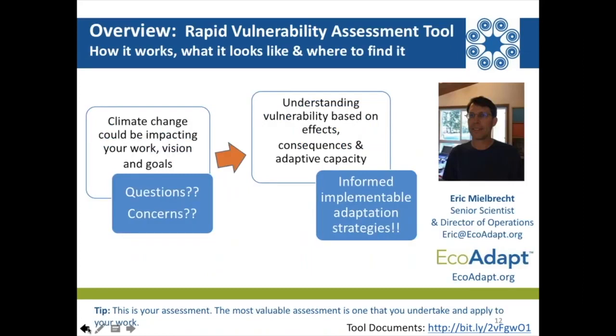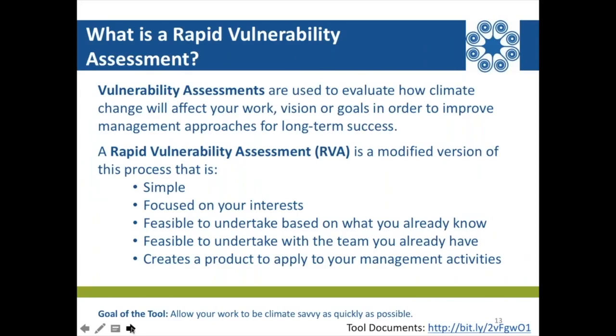The overall process, if you're undertaking this, gets you from the state of your questions and concerns about how climate change could be impacting your work, your vision and goals. The example we work specifically is in marine systems, and that's what this is built around, but it's very flexible and can be adapted to be used in all kinds of systems. And then hopefully it brings you to this place where you have derived some informed and implementable adaptation strategies.